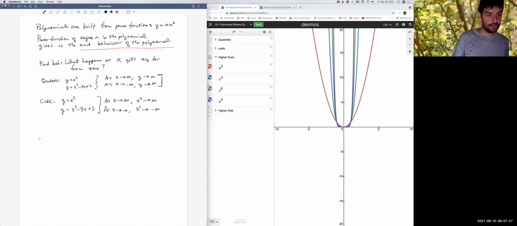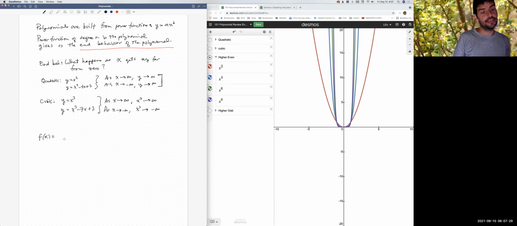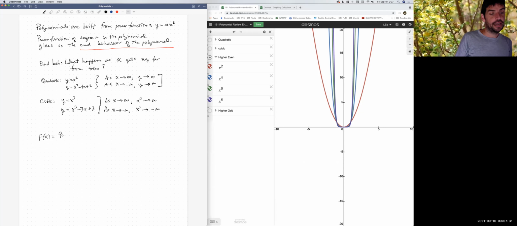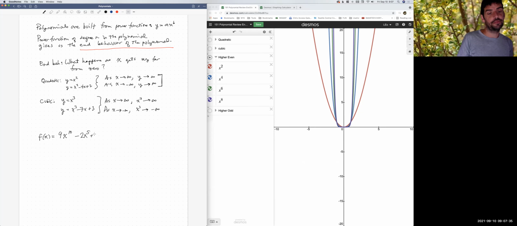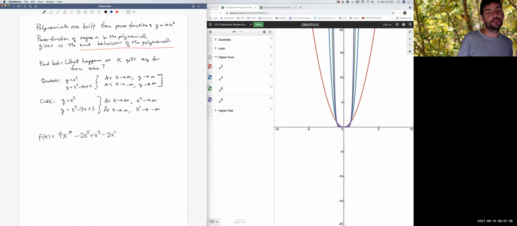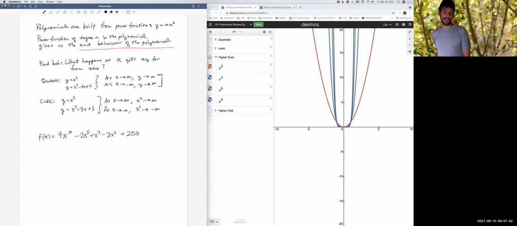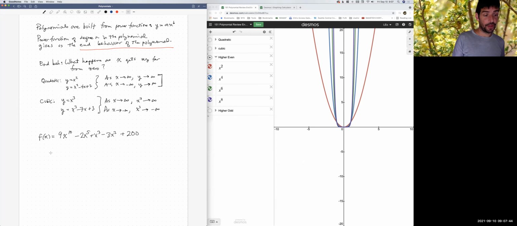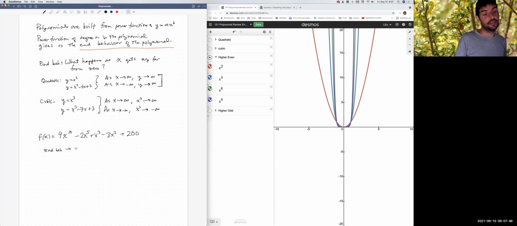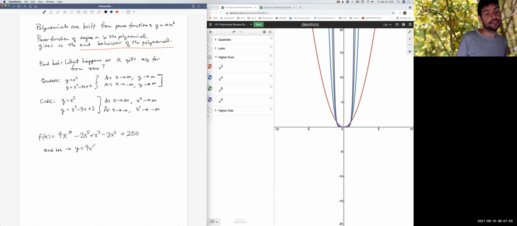So if I have a polynomial like f of x equals 9x to the 10th minus 2x to the 5th plus x cubed minus 3x squared plus 200, and I ask about the end behavior, all I need to think about is y equals 9x to the 10th.